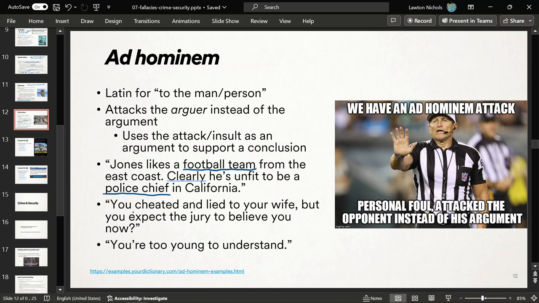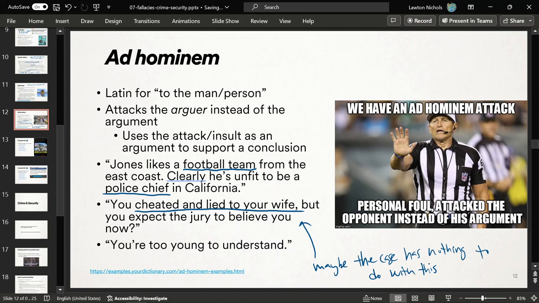Because maybe the trial has nothing to do with this. This is trying to use their personality to attack their credibility. That may be the case. They're just in the wrong place at the wrong time. Has nothing to do with this. Just because you made a very bad mistake once upon a time doesn't mean that every time something else comes up, you were the perpetrator, right? That's the idea. So that's ad hominem.